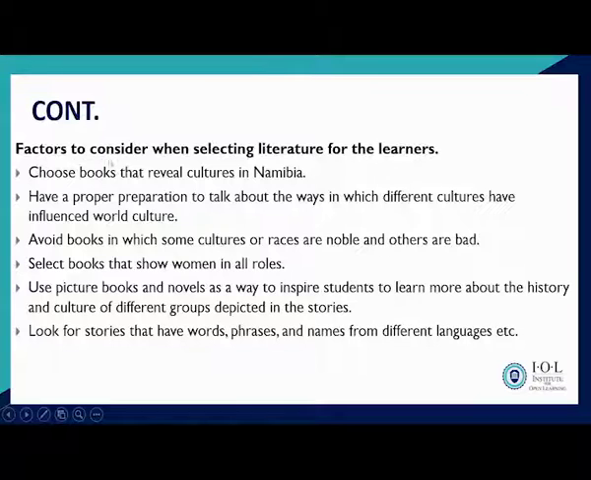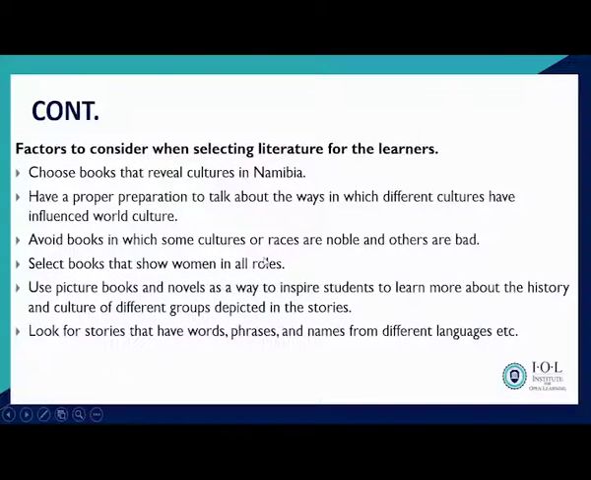Okay, factors to consider when selecting literature. I have just mentioned that there are some approaches or methods that one can use to conclude that this is the best reading book or literature book for my learners. Here are some points that I have just highlighted for you. Go research more, go read more in your study guide, have a detailed understanding of this section, but I have highlighted a few points for you. Make sure that you understand them.